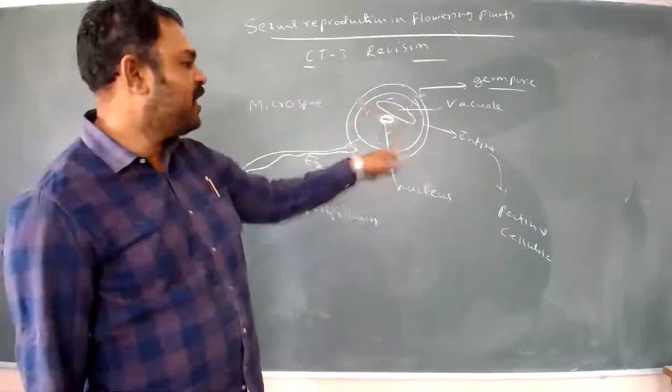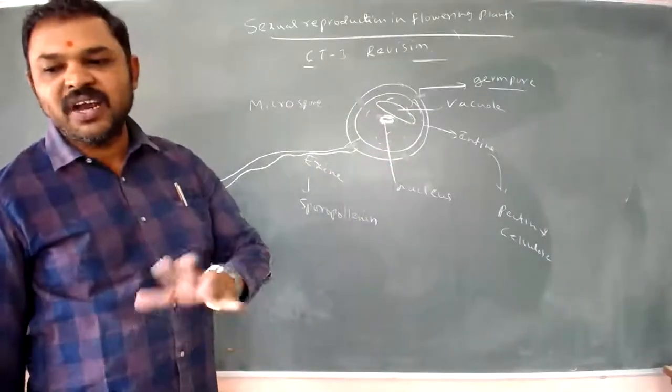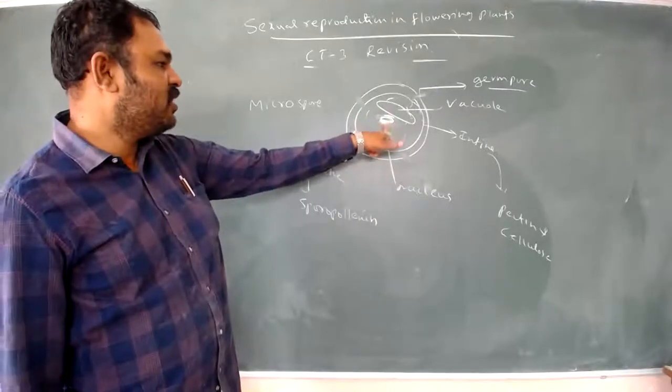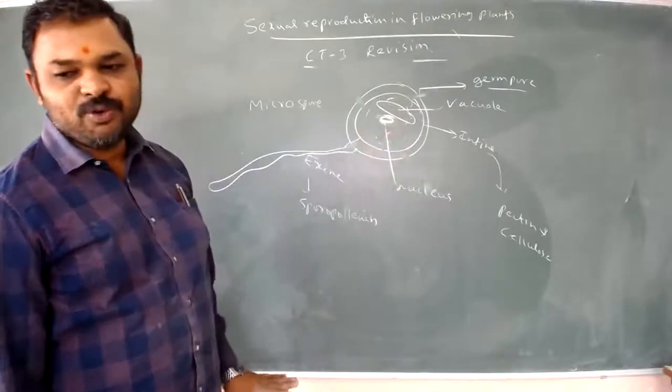But inside, what would be there? The intine. How is the intine made? Pectin and cellulose, which is called pectocellulose. Here, what would be there? A vacuole, a nucleus and cytoplasm can occur.